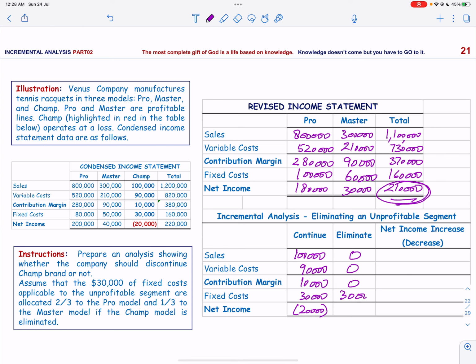It remains the same. So now the sales has decreased by 100,000. Variable cost has decreased by 90,000. So the contribution margin is minus 10,000. There is no difference in fixed cost, and the net income change is negative 10,000, and that is what you can see over here as well.